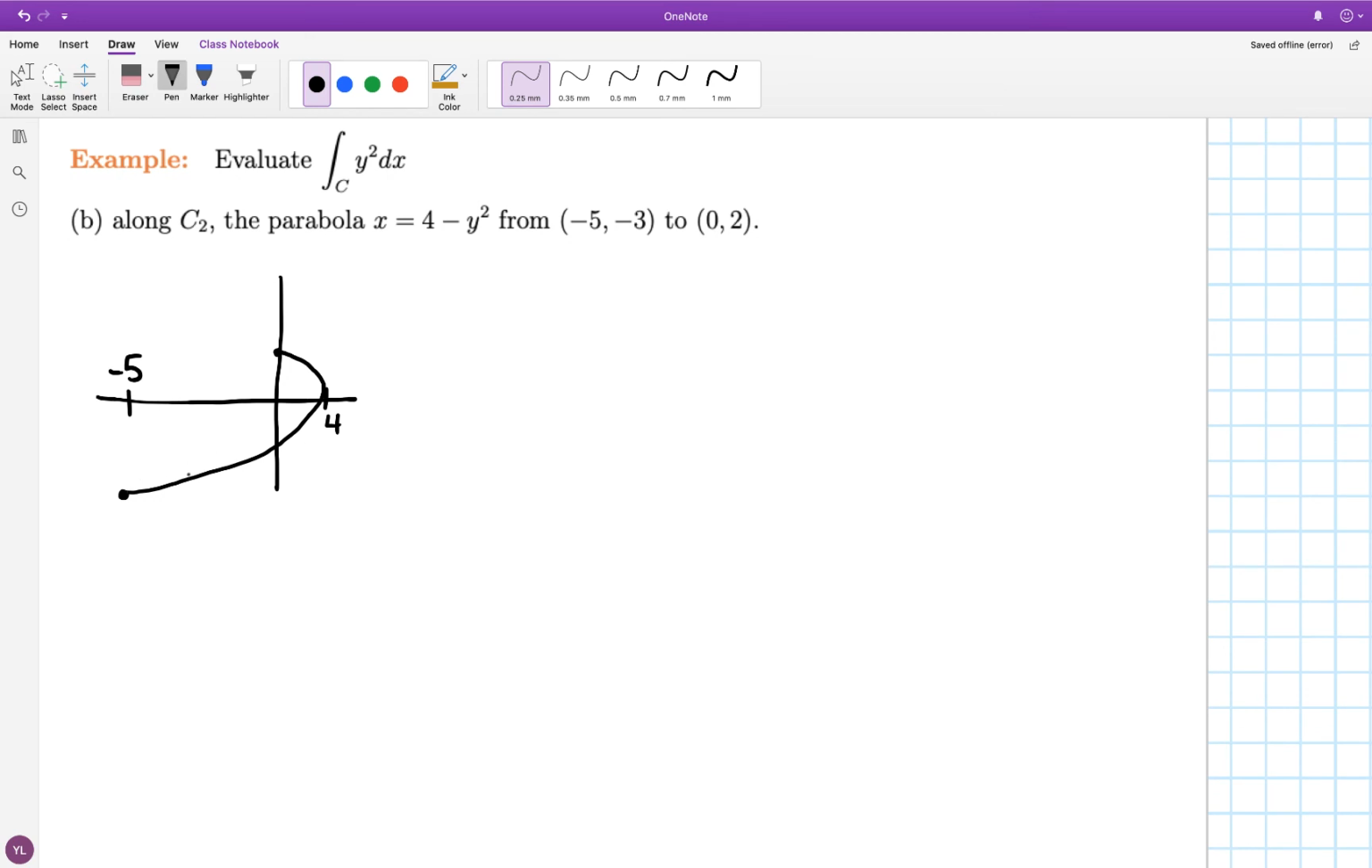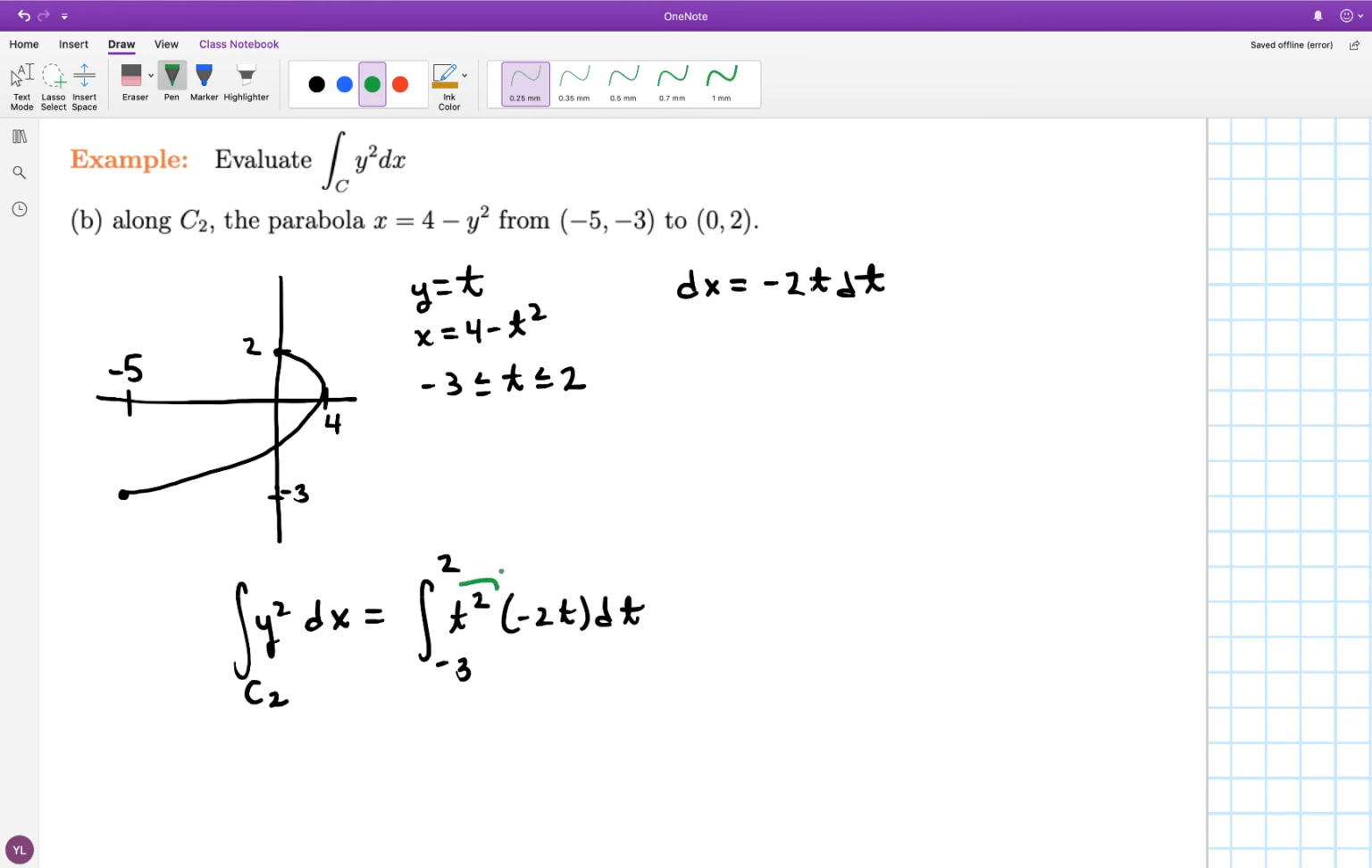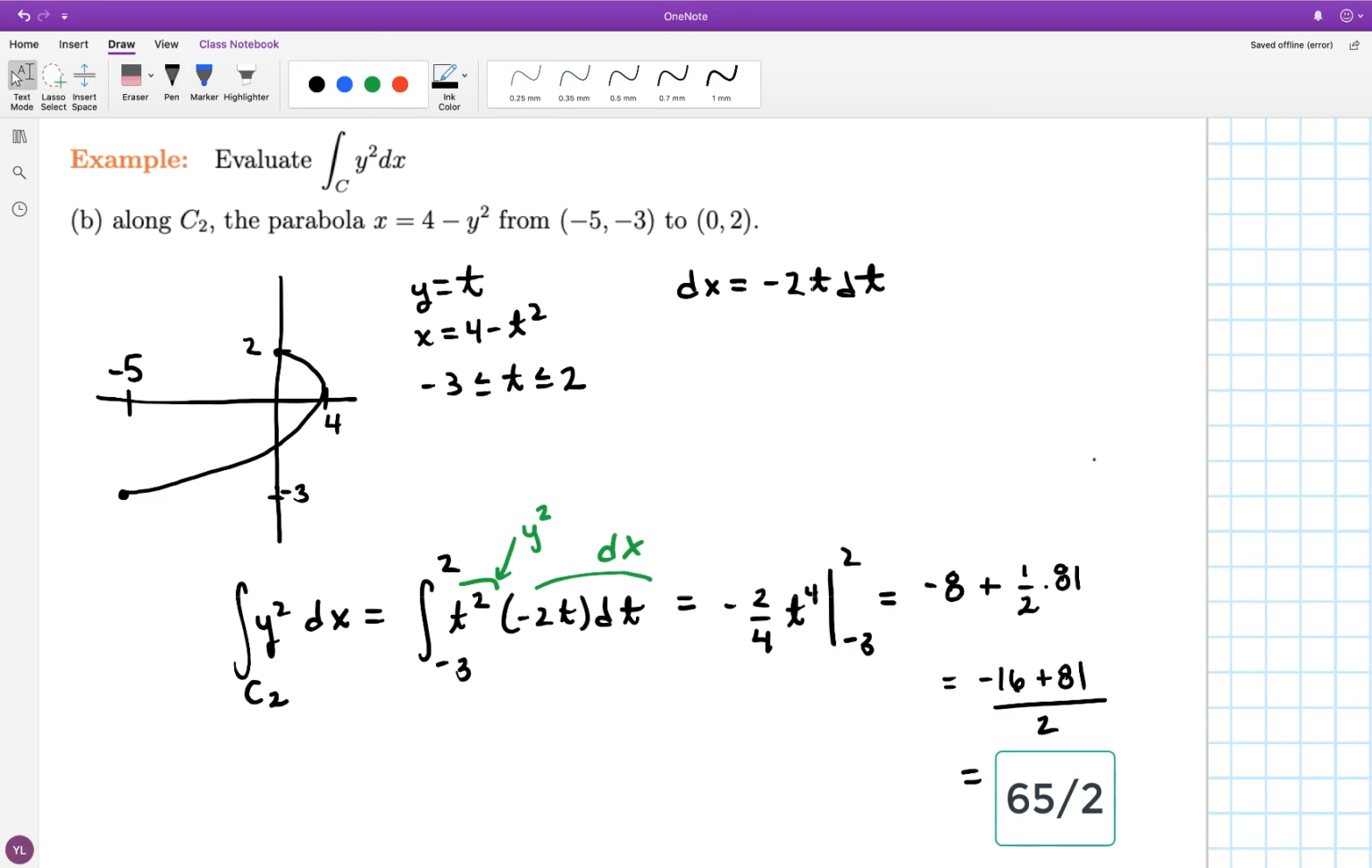In order to parameterize this, I'm going to go ahead and let y be the parameter t. It starts down here at -3 and goes up here to 2, because I can see that x is a function of y, and that'll make it convenient for y to be the parameter. And as before, dx is x prime of t dt, and I'm ready to set up my integral. As before, we have our y squared here in the integrand, and then this is our dx, and our parameter goes from -3 to 2. Just remember that the y is the parameter t. That's how I set it up. Okay, and there you have it.